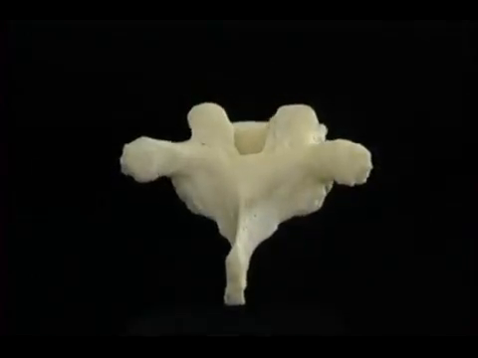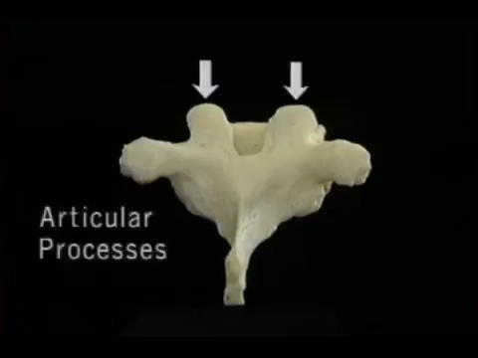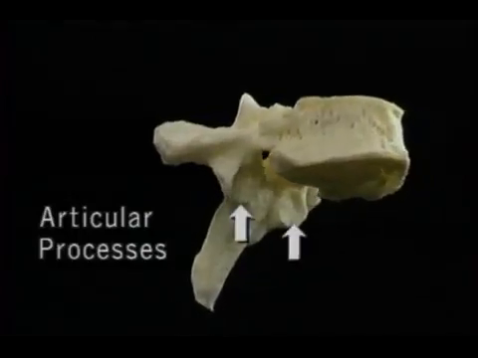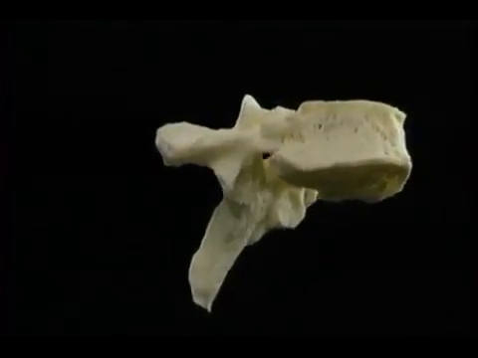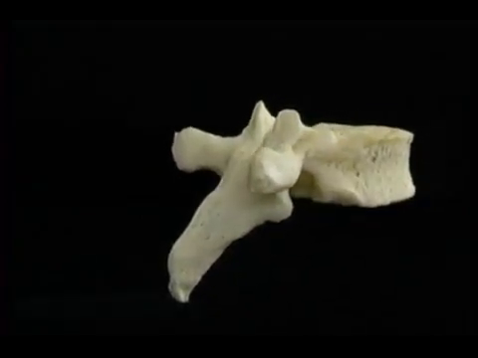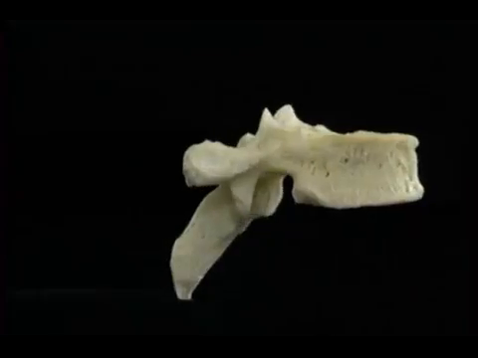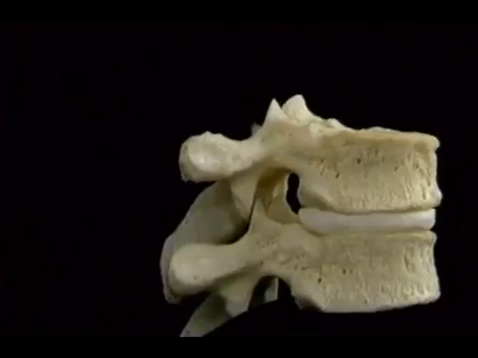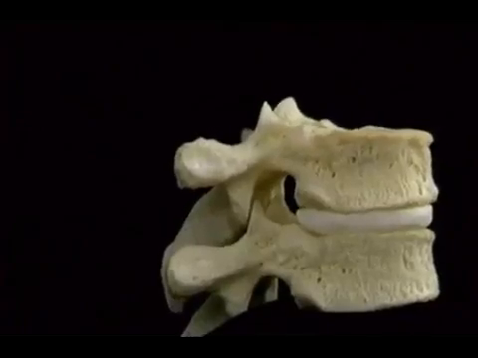Also arising from the neural arch are four articular processes, two above and two below. The lower ones face forward, the upper ones face backward. The articular processes of adjoining vertebrae interlock, forming a pair of synovial joints which permit movement between adjoining vertebrae. Now that we've looked at one vertebra, let's look at the specialized and different features of vertebrae from the cervical, thoracic, and lumbar parts of the spine.